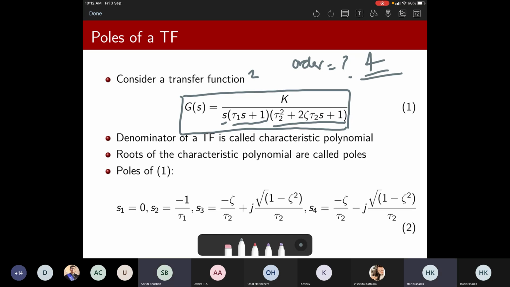It is essentially determined by your denominator polynomial. The overall characteristics of the system are basically determined by the denominator polynomial of the transfer function. That is why the denominator of the transfer function is known as the characteristic polynomial. You also heard about a term called characteristic equation. Do you know what it is? Do you recall?